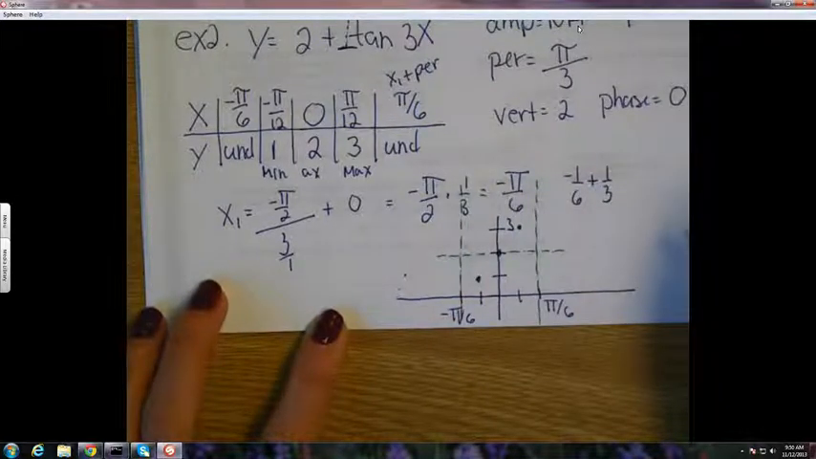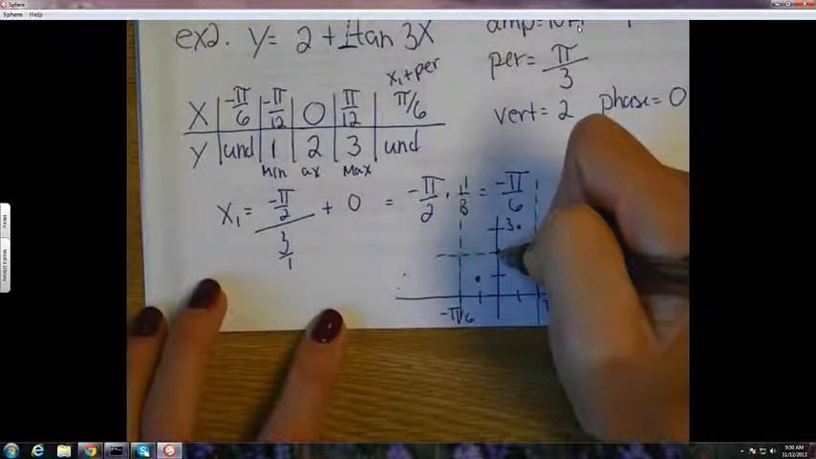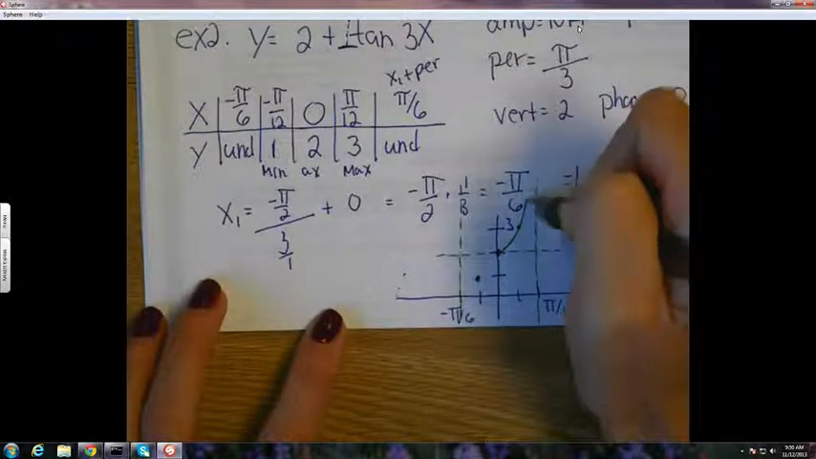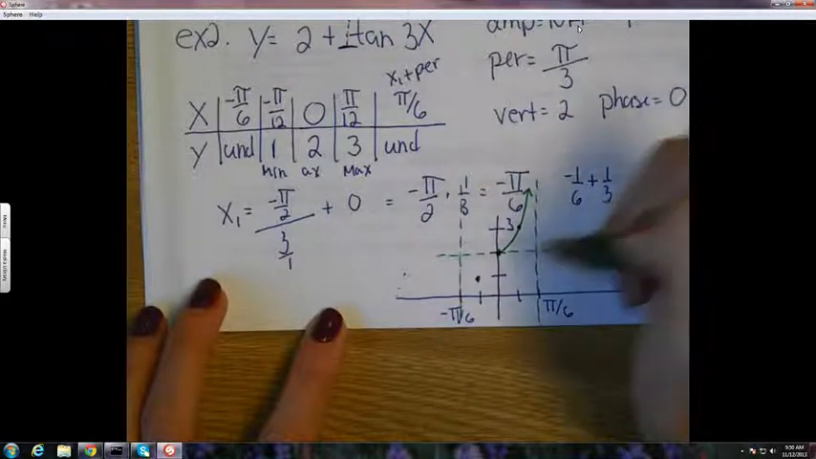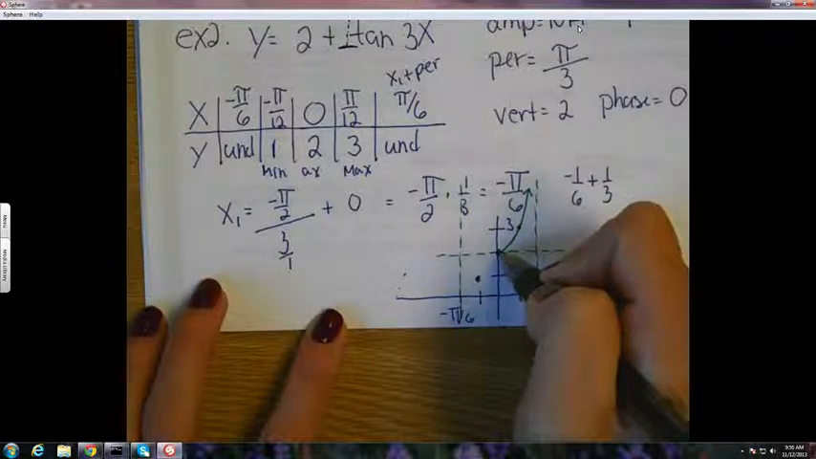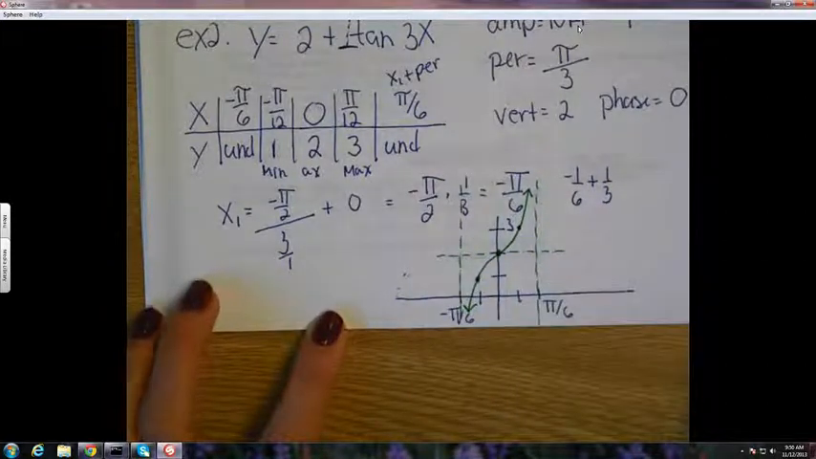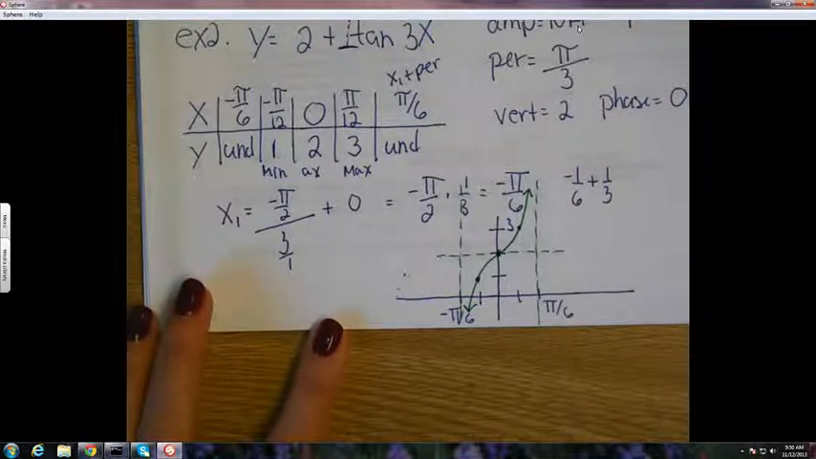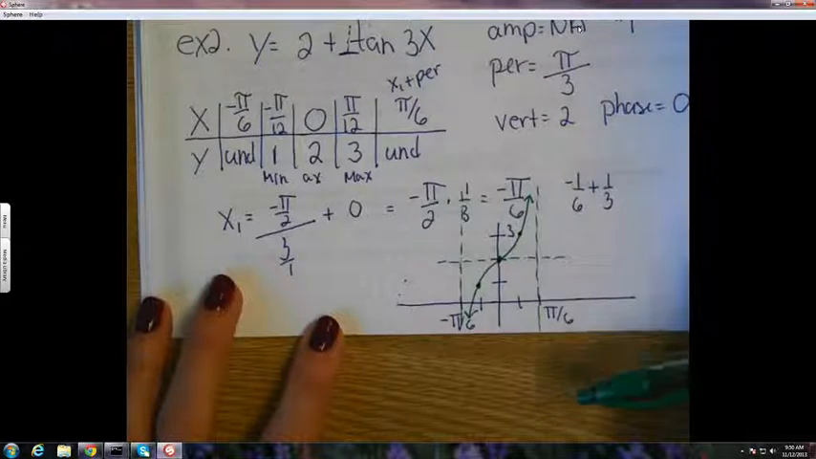And now get your concavity right. From the axis to the max, that's concave up. And I always start at that axis, and I'm going concave down. A little snake going through there. Last one.